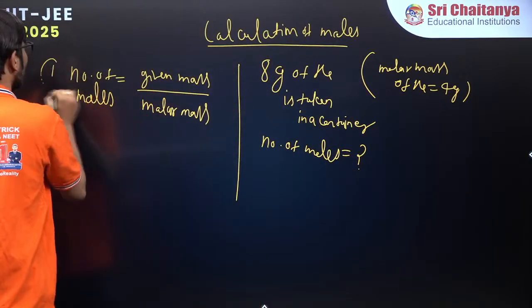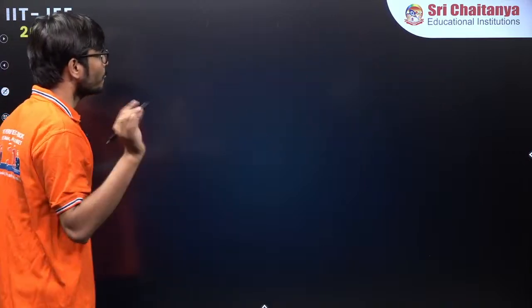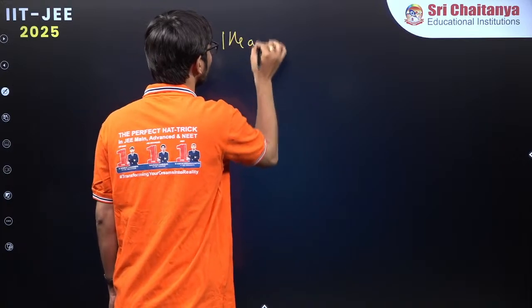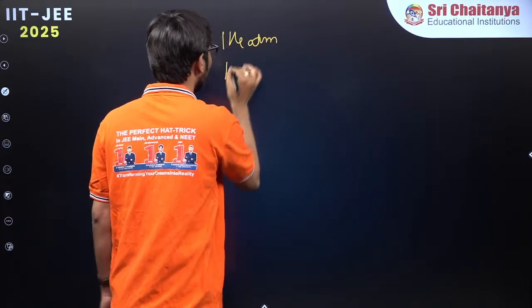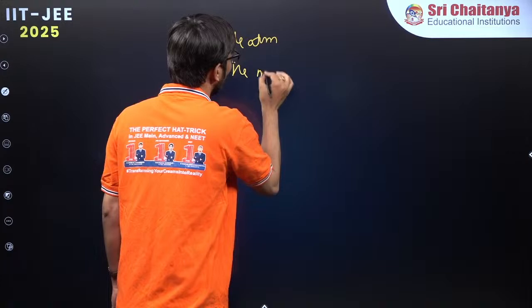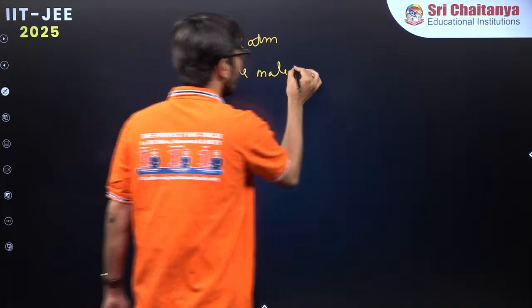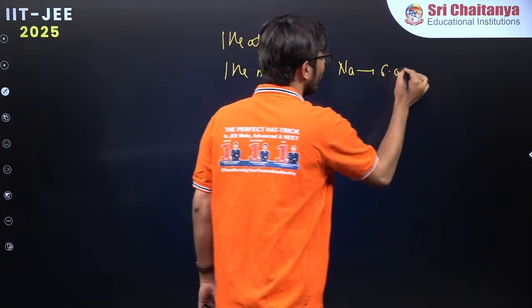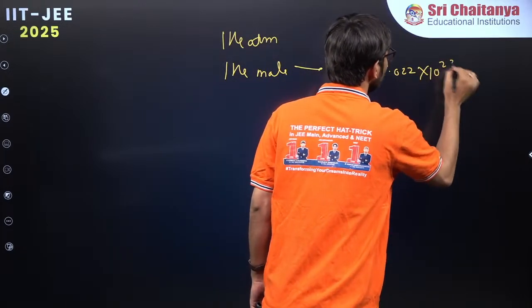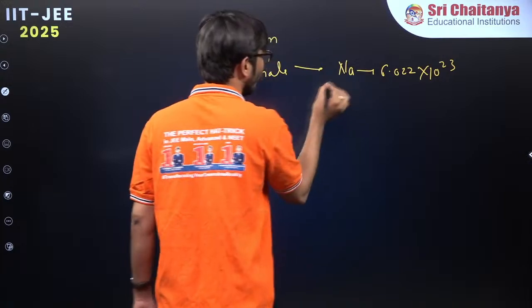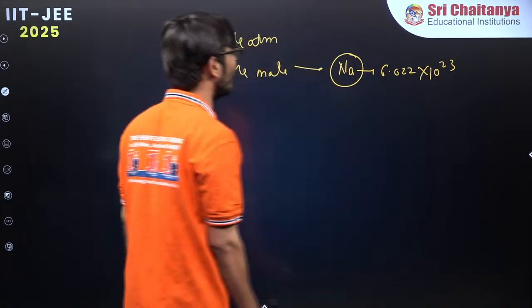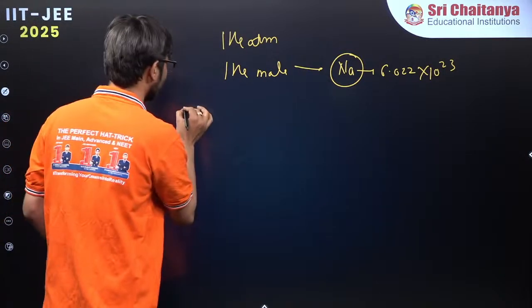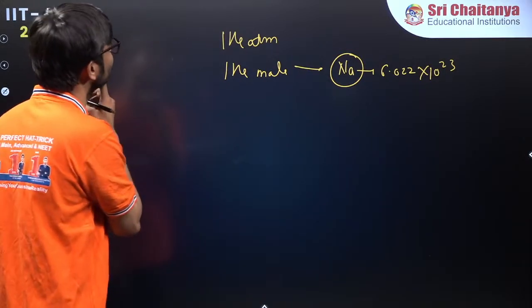This is formula number 1. Number of moles is equal to given mass by molar mass. Now, we know that, let us say we are having 1 helium atom and 1 mole of helium. For 1 mole of helium, how many atoms are there? Avogadro number of atoms, which is 6.022 into 10 to the power 23. So 1 mole of helium contains the Avogadro number of atoms.